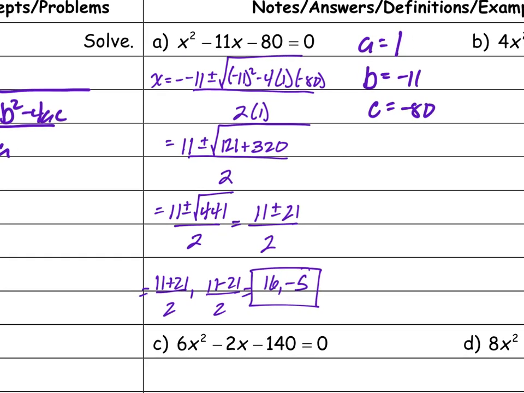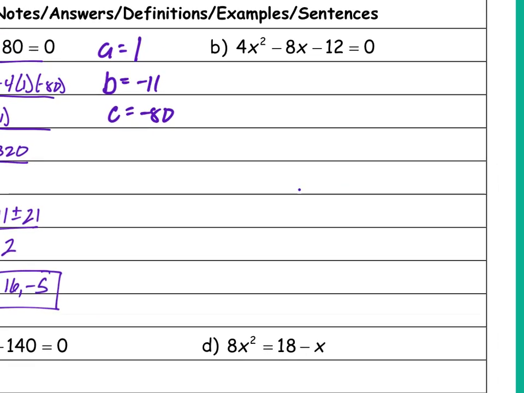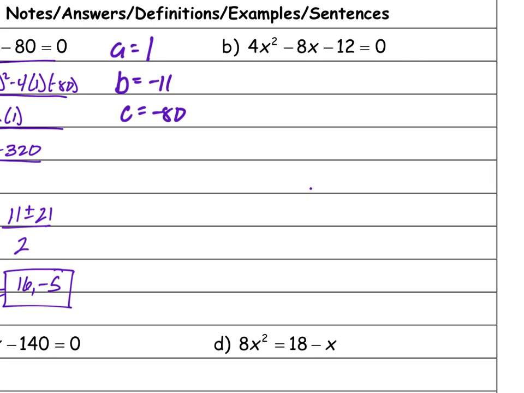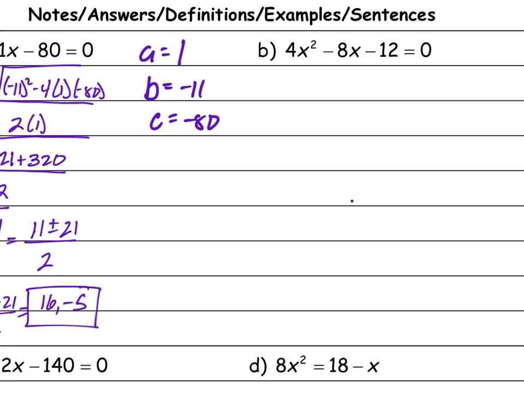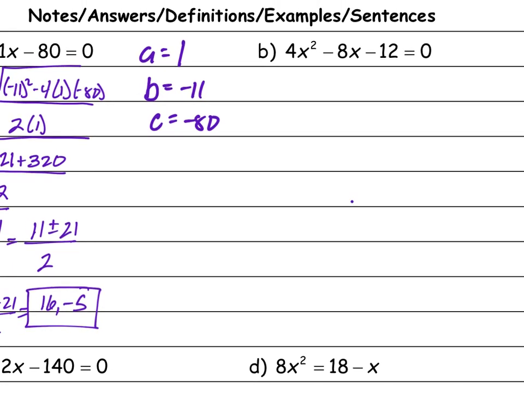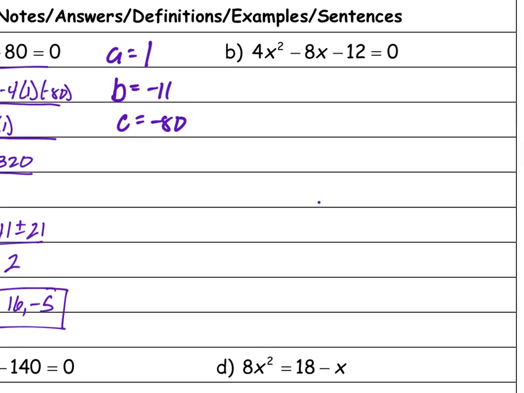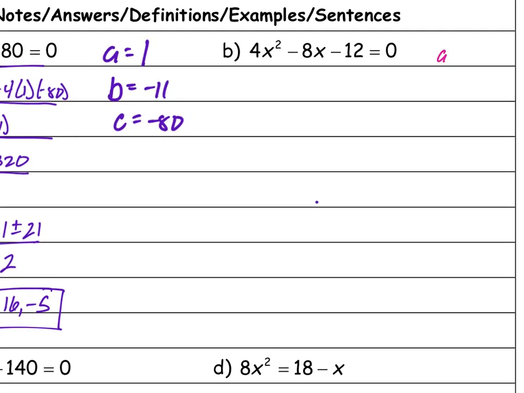Okay. And then same thing for B. We don't have to solve for it. It's already got everything on one side. So I'm just going to find out what A, B, and C are. So A is, B is, and C is negative 12. I plug it into my quadratic formula.